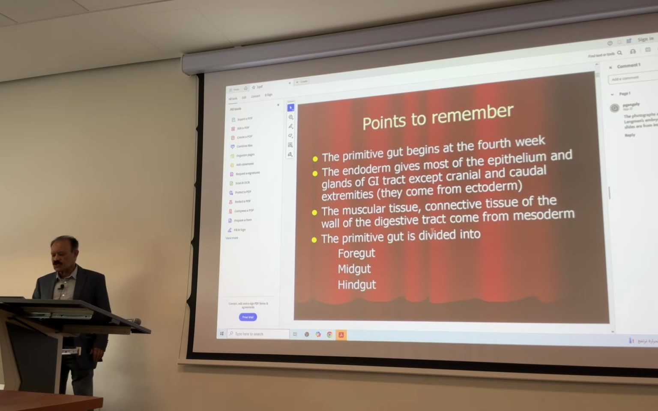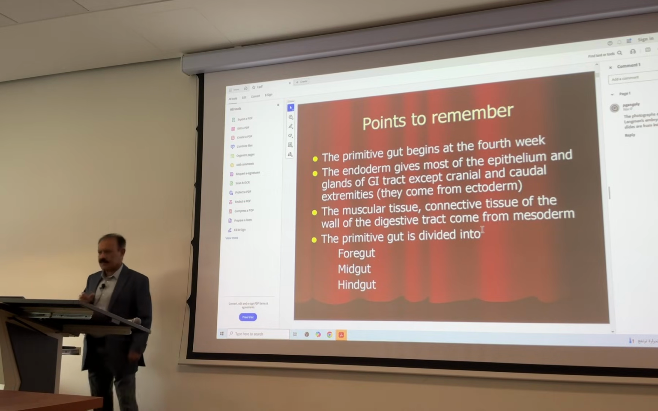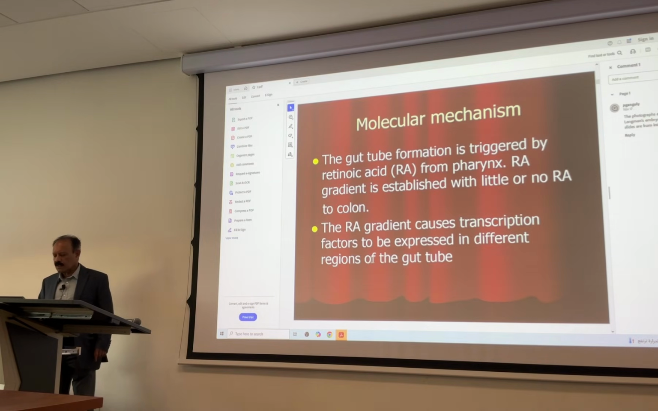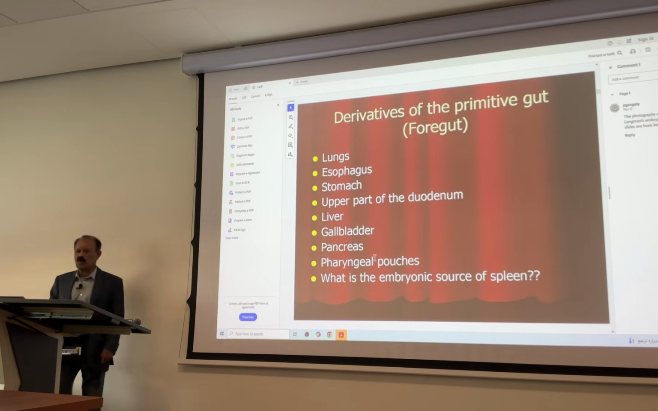The muscular tissue, look at this carefully, you answered very nicely. Muscular tissue and connective tissue of the wall of the digestive tract come from the mesoderm. Which part of the mesoderm? Splanchnic mesoderm. Correct? Yes. And finally, the primitive gut is divided into foregut, midgut, and hindgut. I'll come to the molecular basis a little later, okay?